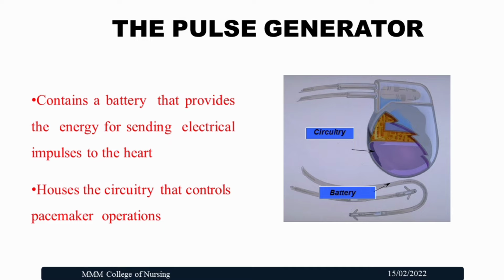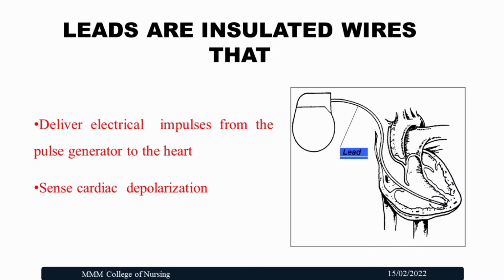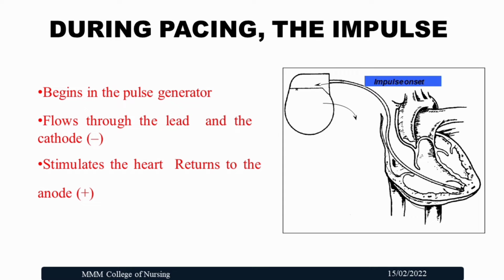The pulse generator contains batteries that provide the energy for sending electrical impulses to the heart, and houses the circuitry that controls the pacemaker operation in the body. The leads are insulated wires that deliver electrical impulses from the pulse generator to the heart, and also work to sense cardiac depolarization. During pacing, the impulse begins in the pulse generator, follows through the leads and the cathode, stimulates the heart, and returns to the anode.